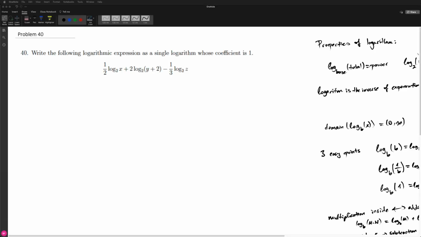Problem 40. Write the following logarithmic expression as a single logarithm whose coefficient is 1. 1 over 2 logarithm of x with respect to base 2 plus 2 times logarithm of x plus 2 with respect to base 2 minus 1 over 3 logarithm of z with respect to base 2.